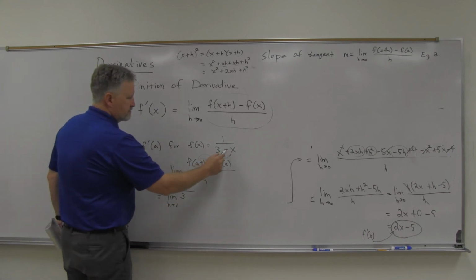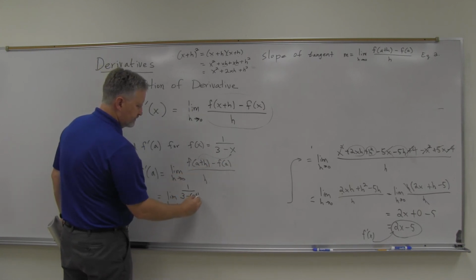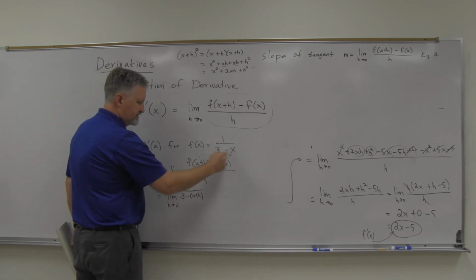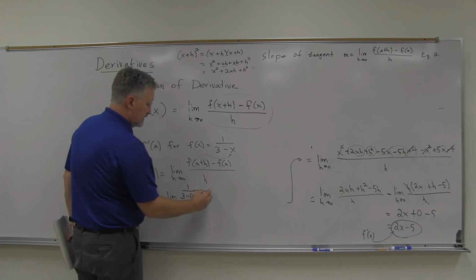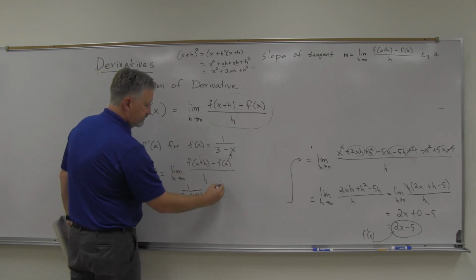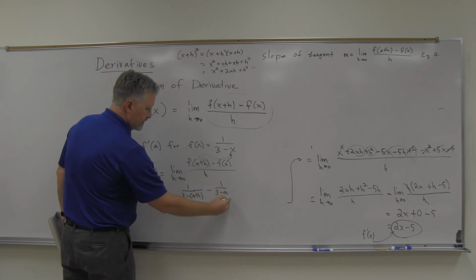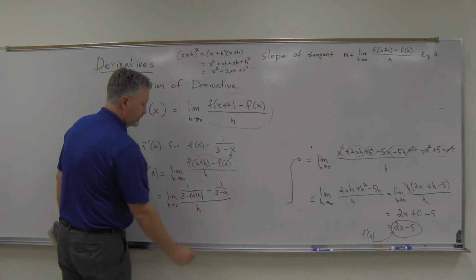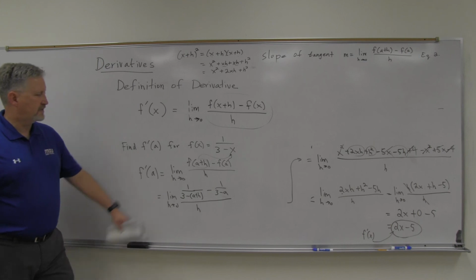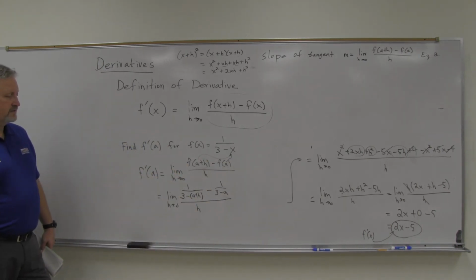Now, it's minus x, so let's do it this way. That would be 3 minus parentheses a plus h, minus f of a, so a goes in for x, so it would be 1 over 3 minus a. That's over h. So f of a plus h is 1 over 3 minus parentheses a plus h, minus f of a would be minus 1 over 3 minus a, over h.